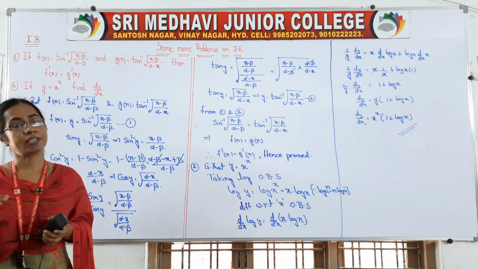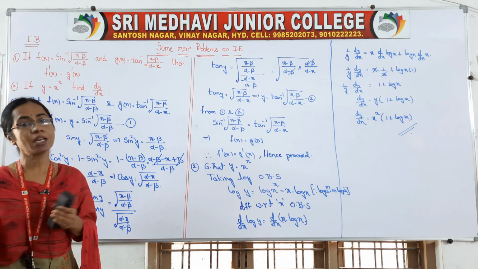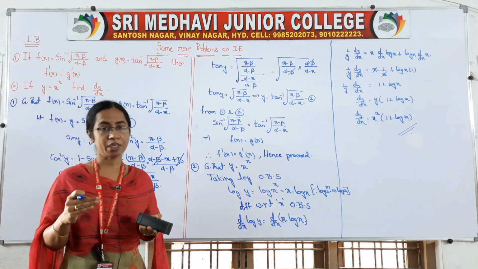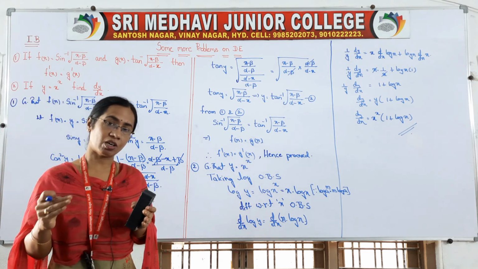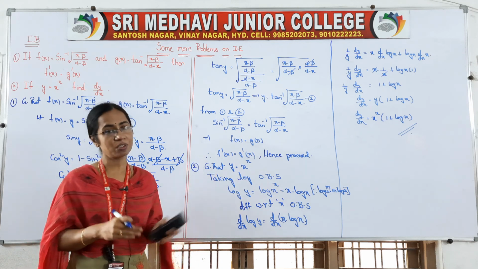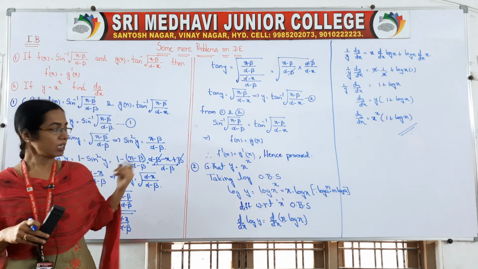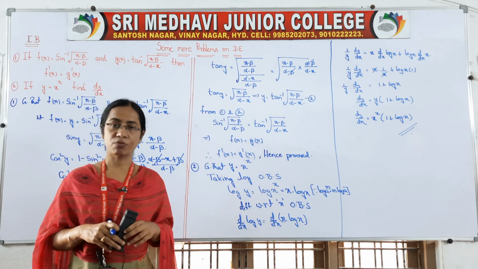In the second problem, the power is again a variable. Whenever the power is a variable, we have to go for the logarithmic method. We have to take log on both sides, then we have to solve our problem. Okay. So practice these two problems perfectly.